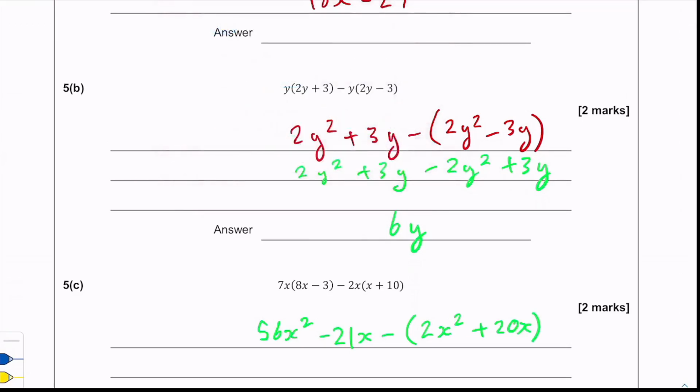Let's go back to red. So we've got 56x squared, take away 21x still, and then take away 2x squared, and then we've also got take away 20x. So let's collect like terms. So we have 54x squared, and we've then got take away 41x as our final answer for that one.